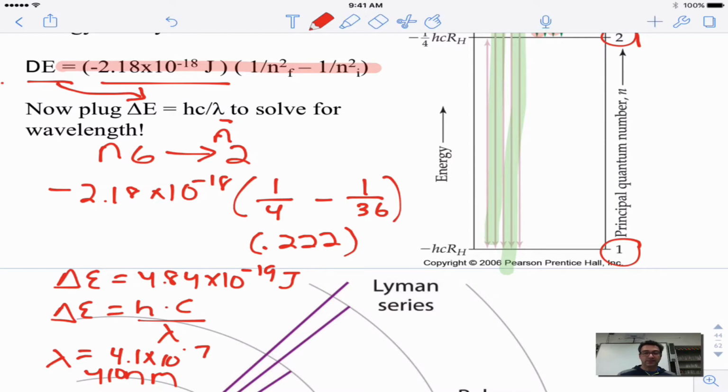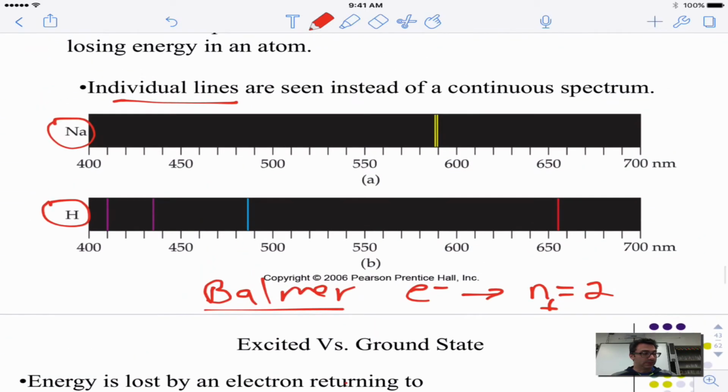So what we see from this, and I know that took a while to do, is that I get a line of a particular color. And if we scroll back up, we can see in the hydrogen spectrum, there it is, right around 410 nanometers, there's a line. That's the energy given off by an electron when it returns from the 6th state back down to the 2nd state or energy level.